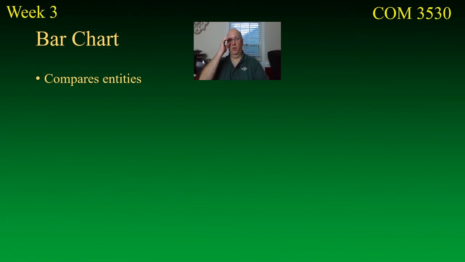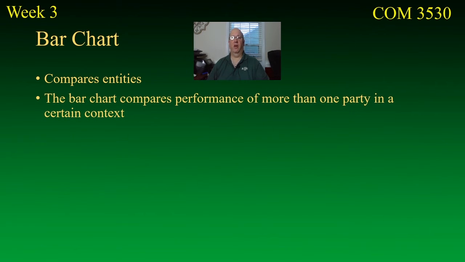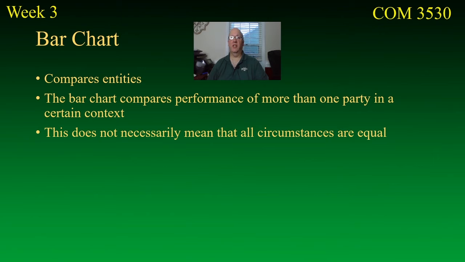Let's say you have runners in a race: how many miles a particular runner ran, how many sales a particular person did, how much poundage did somebody lift, all those different things. And the bar compares the performance of one or more parties in a certain context. This does not necessarily mean that all circumstances are equal.